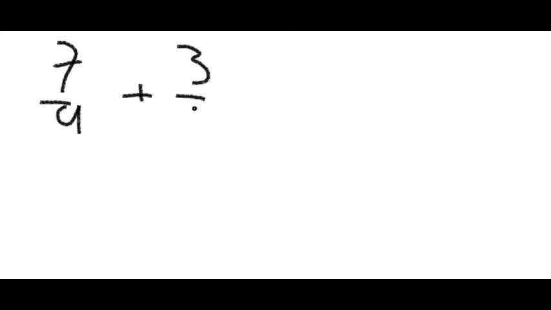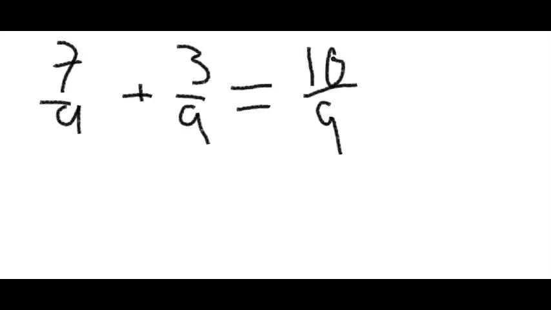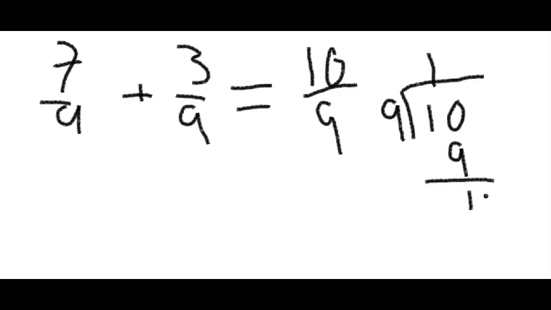Okay. Alright, first thing is we're adding fractions. Before we even add fractions, we have to see if the denominators are the same. Well, the denominators are the same, so that makes it a lot easier. So all we have to do is add. 7 plus 3 is 10, but we've got a problem because it's an improper fraction, so we have to make this fraction into a proper fraction. And one way to do that is to divide: 9 goes into 10 one time. 1 times 9 is 9, 10 minus 9 is 1.